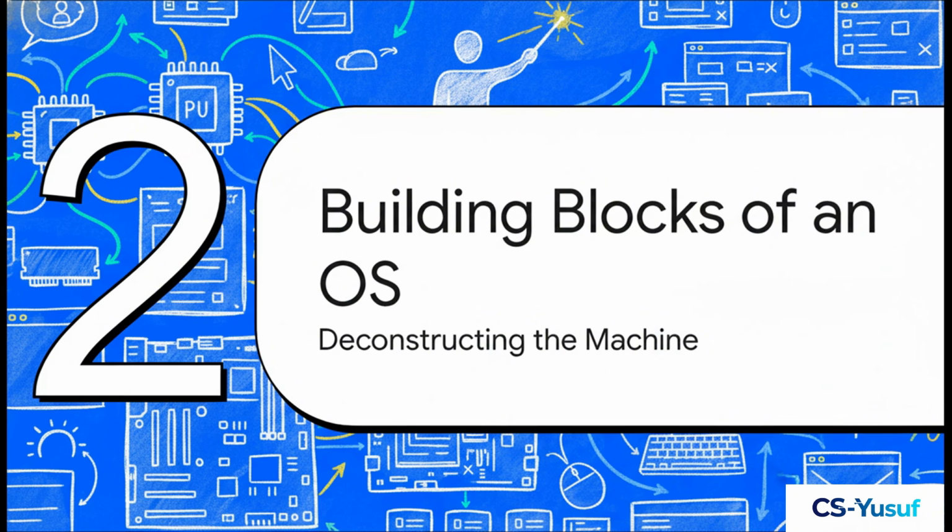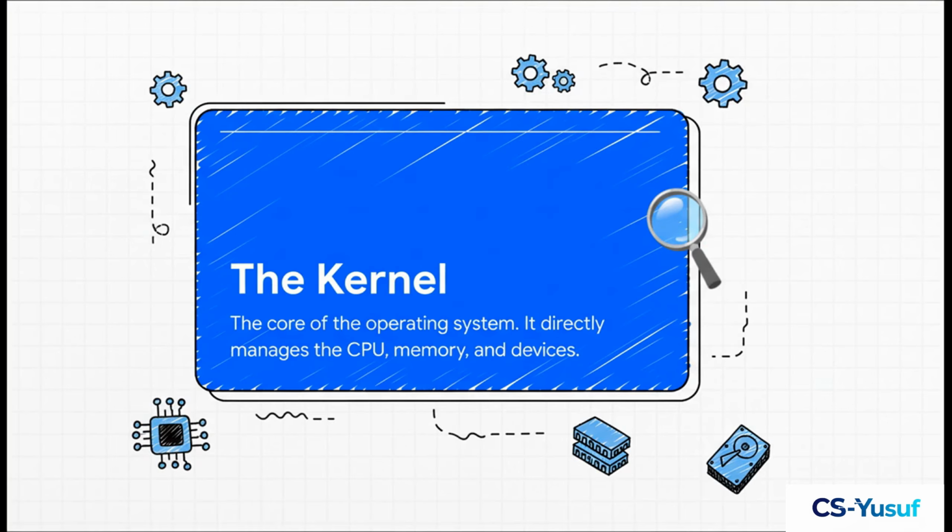That brings us to Section 2, the building blocks. Let's pop the hood and see what key parts make this whole thing work. The absolute heart, the brain, the command center of the entire operating system is the kernel. This is the real boss. It has total control over everything. It decides which program gets to run when, it hands out memory, and it handles all the communication with the hardware. It's so important that it runs in a special, protected mode to make sure nothing can mess with it.